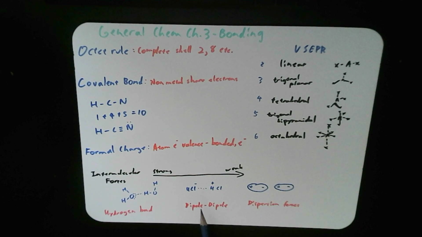Dipole-dipole is the next intermolecular force, and just like hydrogen bond, it is exerted by weak influence from the electropositive and electronegative sides of atoms. However, it's not very electronegative atoms participating. So you have chlorine, maybe you have bromine. They're not as electronegative as oxygen, nitrogen, and fluorine, so they're just called dipole-dipole.